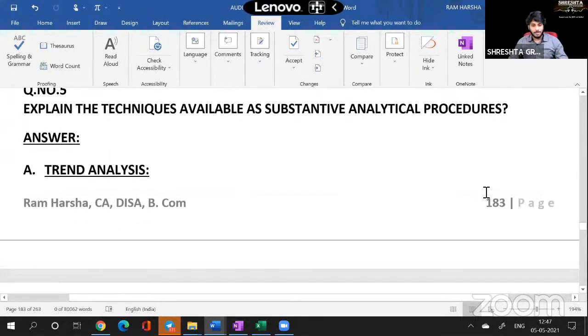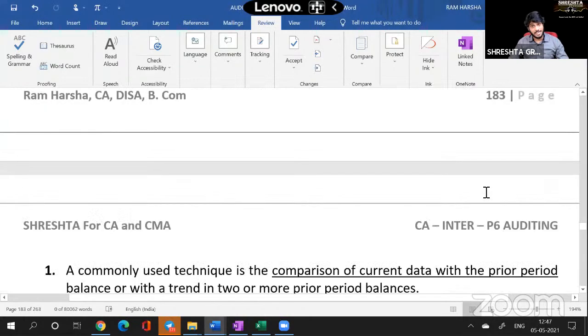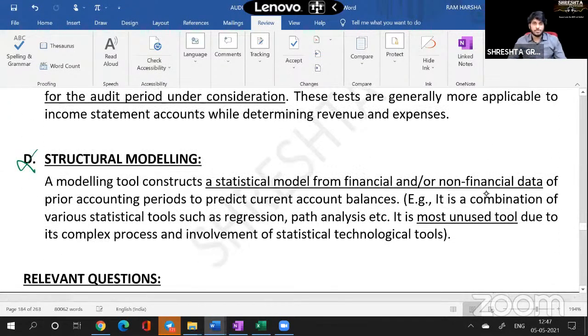Sir, for substantive analytical, is there any technique? Yes. Ratio analysis, trend analysis, reasonableness test. Employees have increased, so why has turnover not increased? That is a reasonableness test. Structural modeling is not a popular tool; we generally don't use it. Advanced data analytics tools are not required at CA Inter level, and even for CA Final you can ignore them, not required.